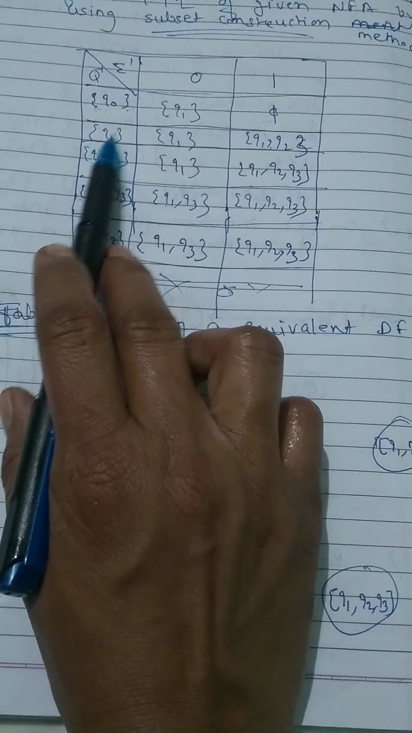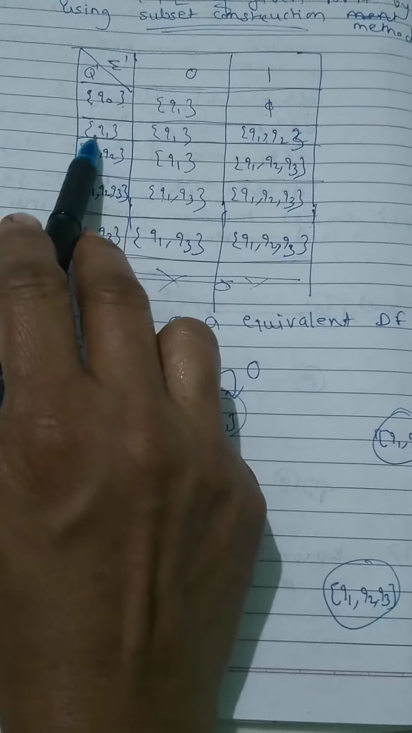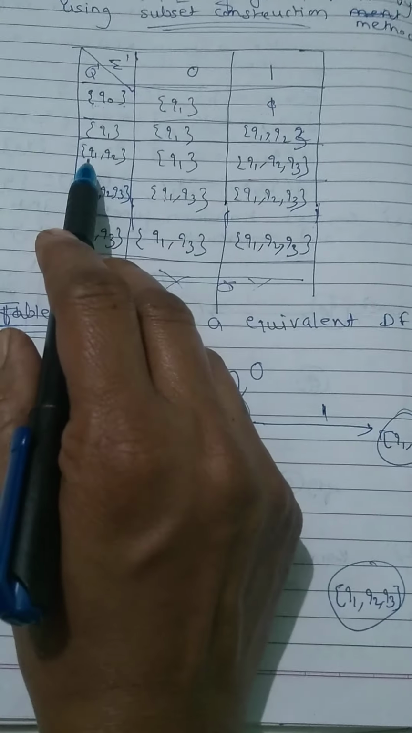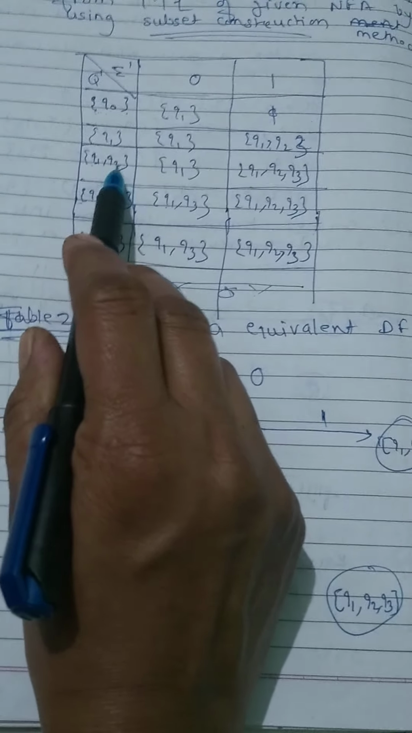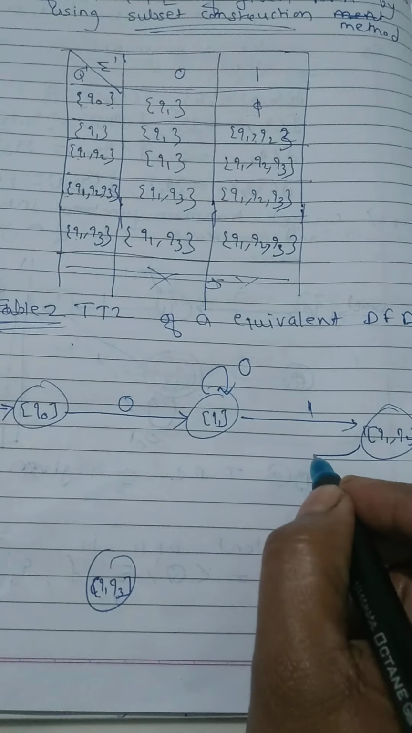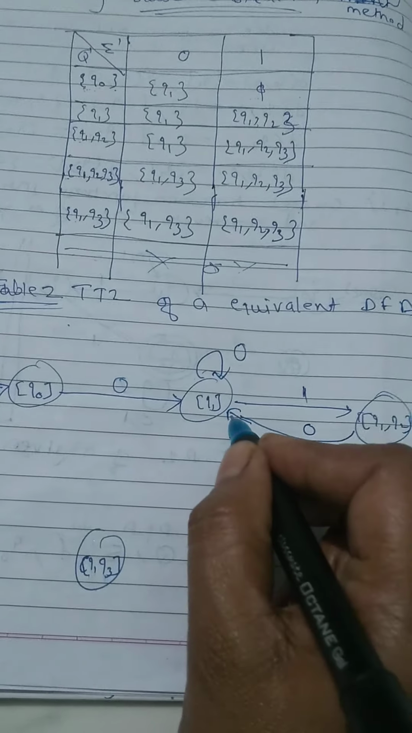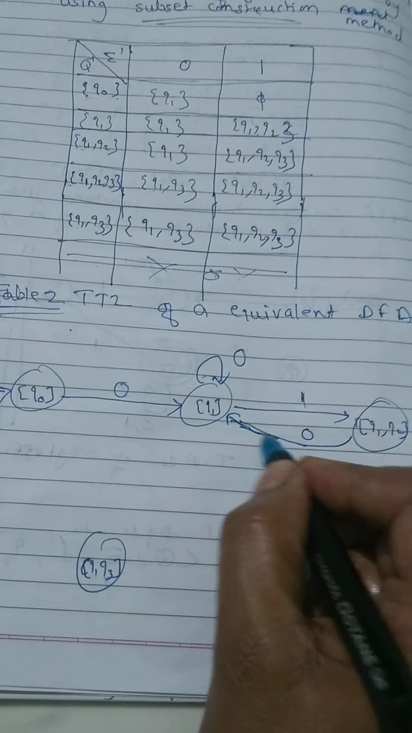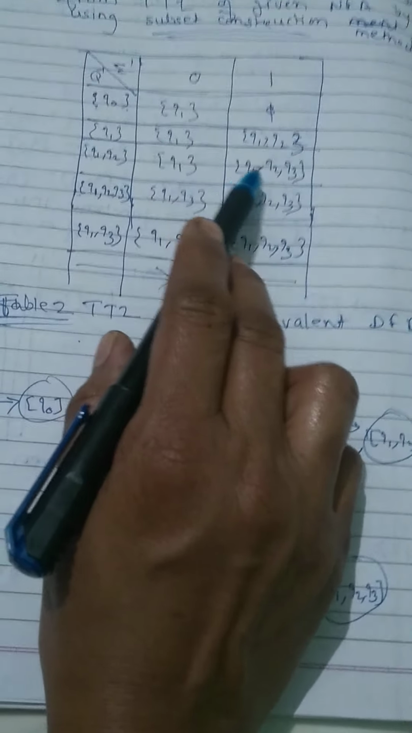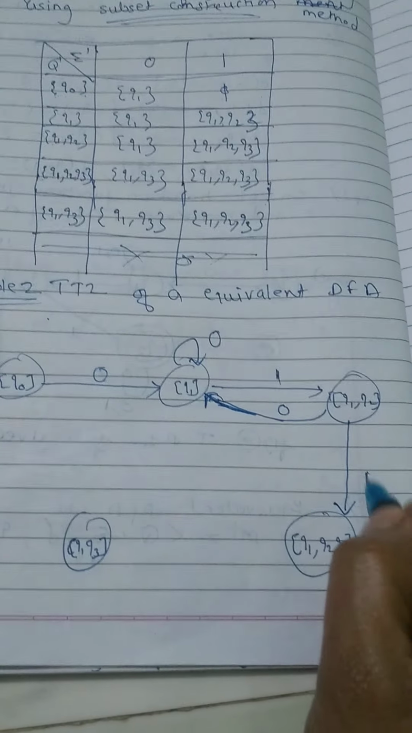Then Q1 to Q1 for 0. Then Q1 to Q1 Q2, that is for the 1. Then from the Q1 Q2 subset to the Q1 subset, that is 0. That means this way. Zero. Then Q1 Q2 to the subset Q1 Q2 Q3 for the symbol 1. So from this to this for the symbol 1.